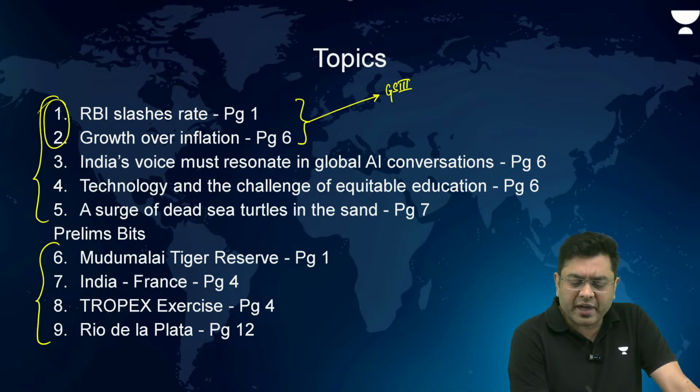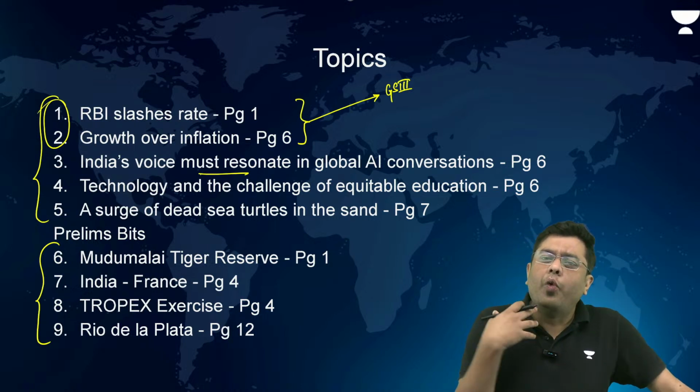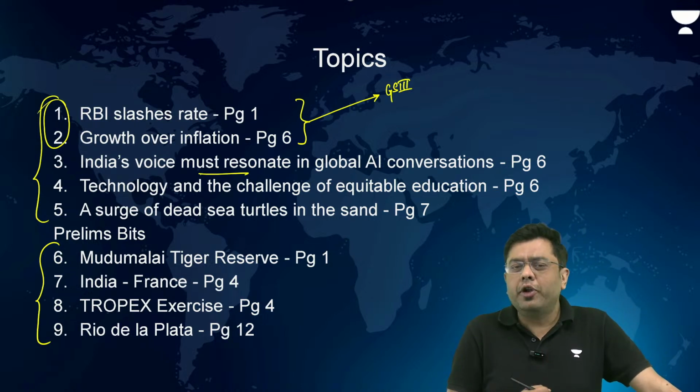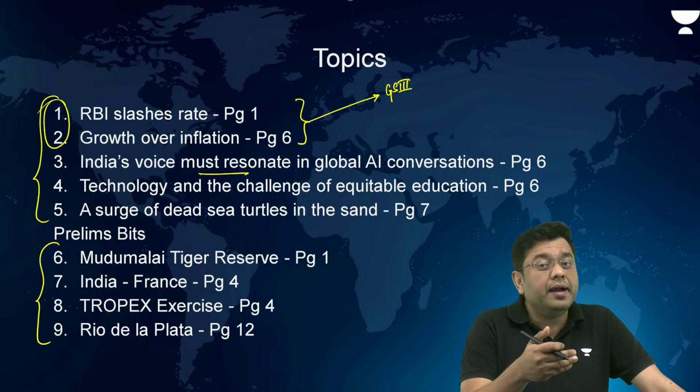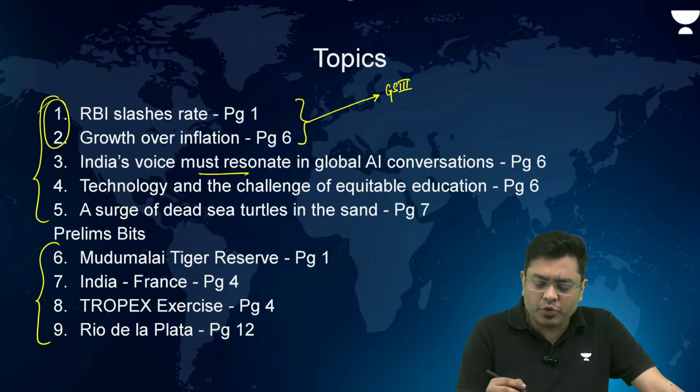India's voice must resonate in global AI conversations. Now, why is it that there is a need for India to seek global collaboration in AI? Where is India standing as of now? And what is the global scenario when it comes to AI? So this again is very important for your GS paper 3.